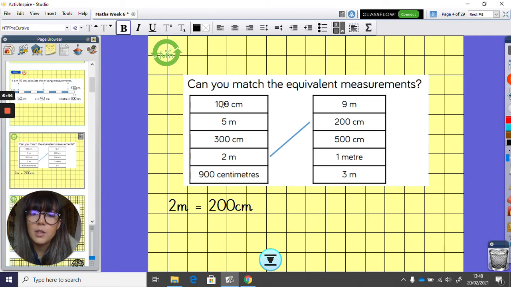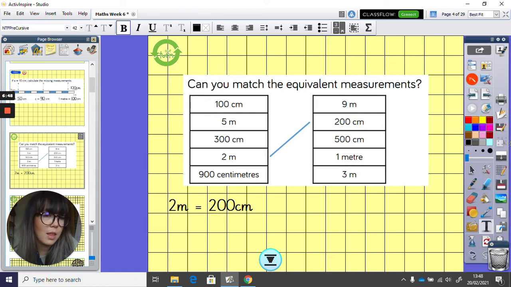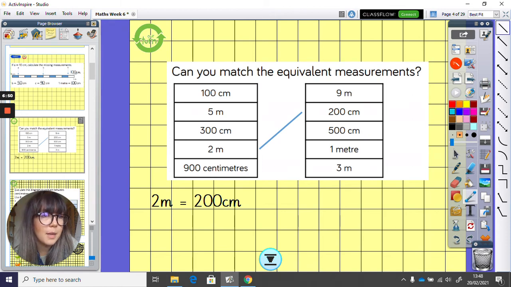So I'm going to go from this bit, and I'm going to draw a line to one on this side that I think equals the same. Let's get my line tool ready. There we go. So the first one is 100 centimetres. So can you remember what 100 centimetres is the same as? How many metres is in 100 centimetres?